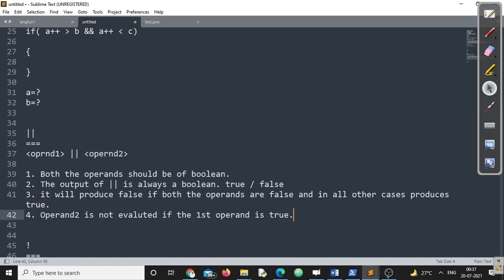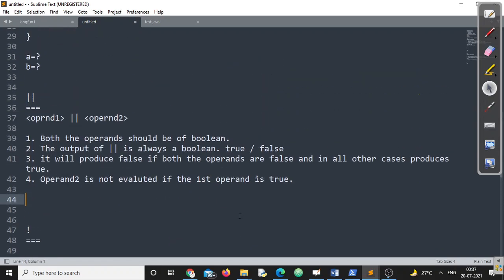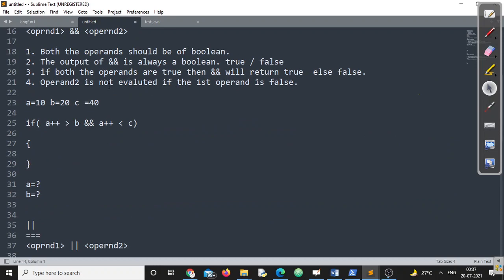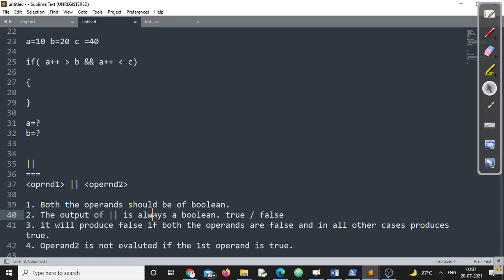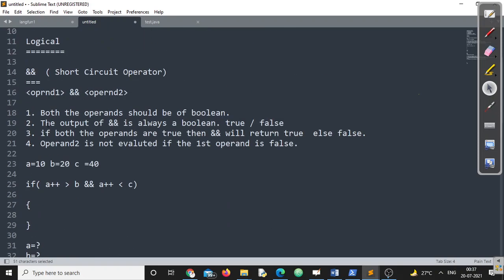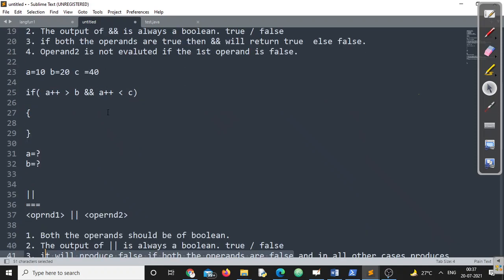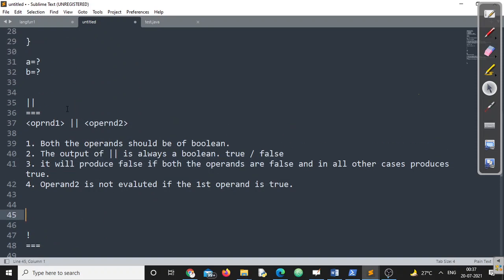Remember the difference between these two. In AND, if the first operand is false, the second one will not be evaluated. But here, operand 2 is not evaluated if the first operand is true. That is the only difference between these two. And OR always produces false if both are false. In all other cases, it will produce a true value. But logical AND will produce true if both are true. In all other cases, that will definitely give you a false value, right? And this one is also called a short circuit operator.